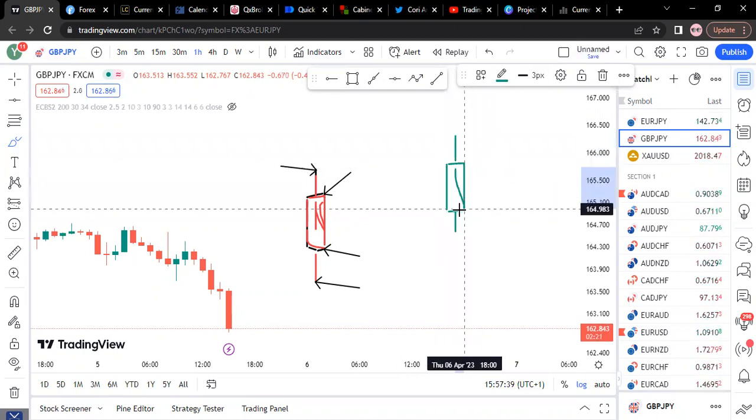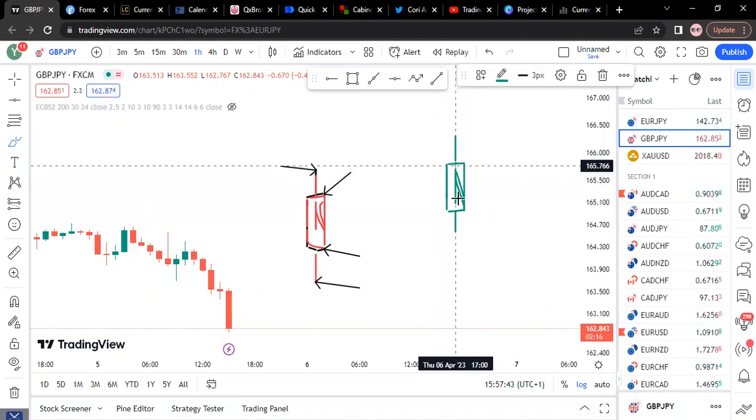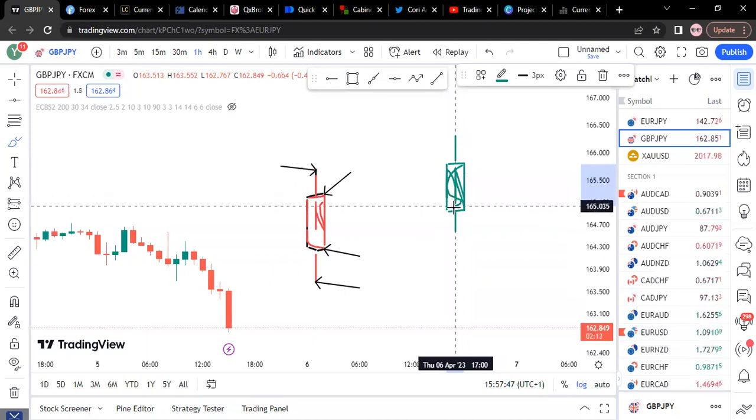So this is the body. Remember, the body is always painted. So these are the bodies, right?